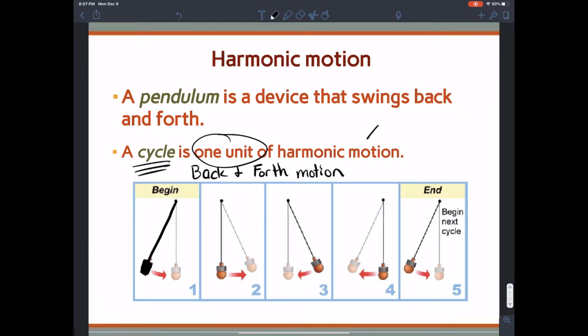If we were talking about two people on a teeter-totter, let's say that this person starts upwards in the air. Well, in this particular example, this kid would go down and then back up again for one complete cycle to take place, okay?